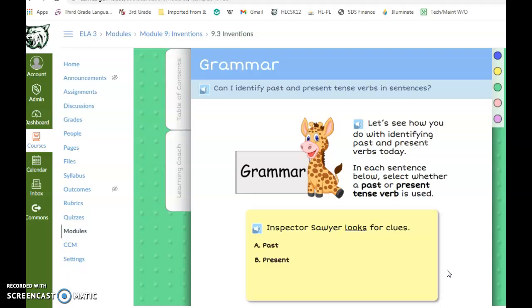We're going to look at present tense and past tense verbs. So again, past tense, a clue is going to be an ED, it already happened. Present tense, if we see an S.